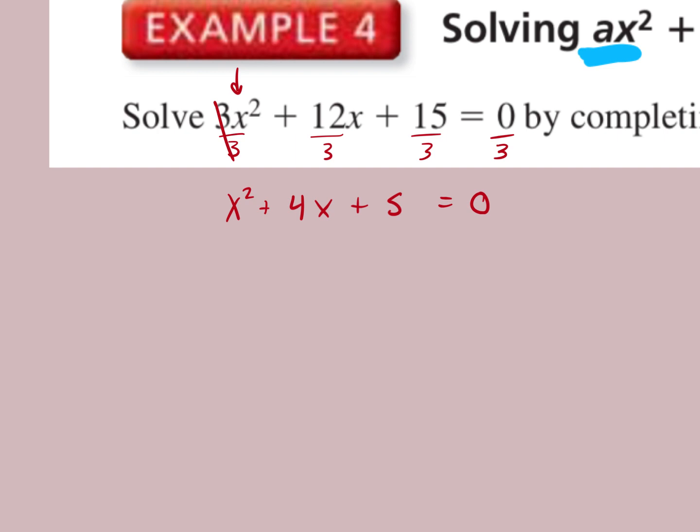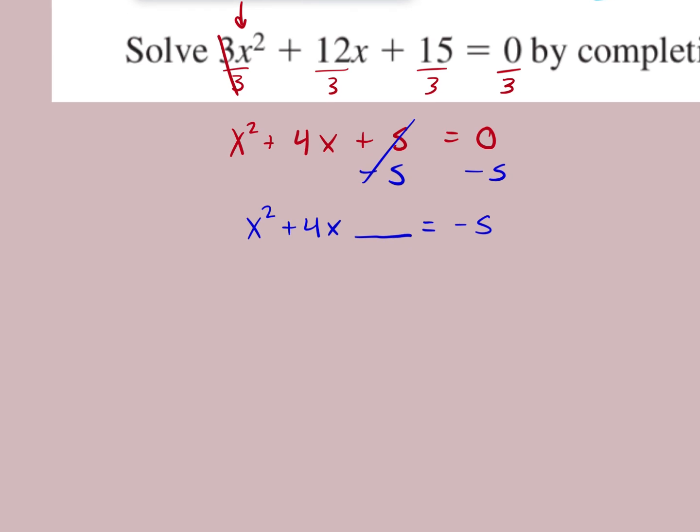So that is going to be completing the square. This question says solve by completing the square, so that's what we have to do. To complete the square, we want to move the constant to the other side and just leave my x's on one side. So x squared plus 4x is equal to -5, and I'm going to leave a space because that's what's going to be the number that completes the square.